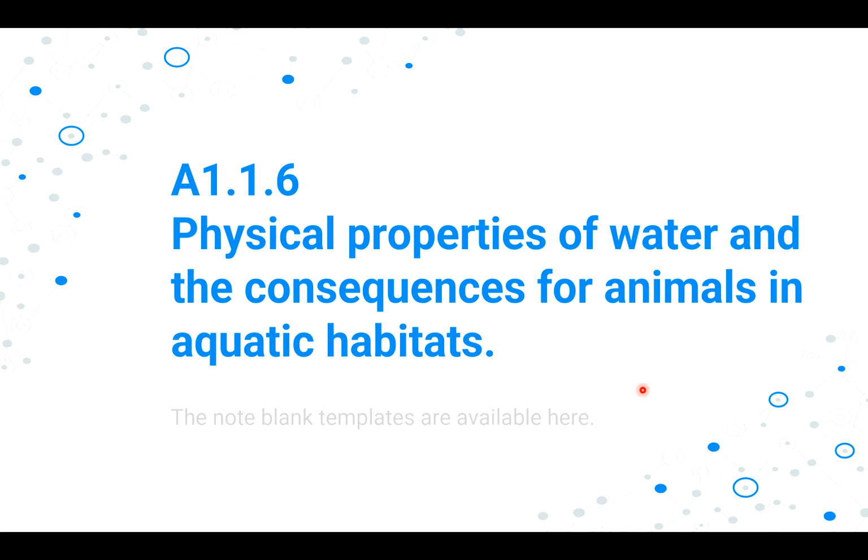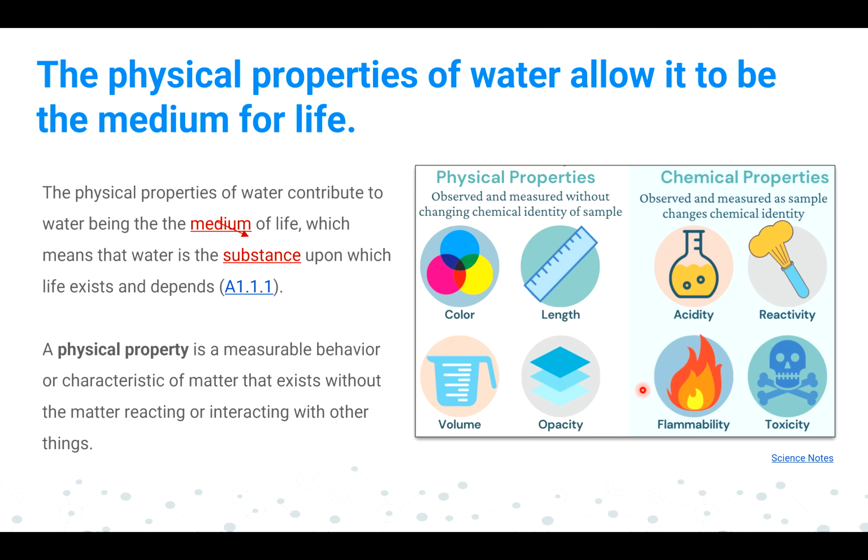Let's talk about the physical properties of water and the consequences for animals in the aquatic habitat. The physical properties of water allow it to be a medium for life. When we say medium for life, the meaning is supporting, like without that medium it's impossible for life to be sustained.